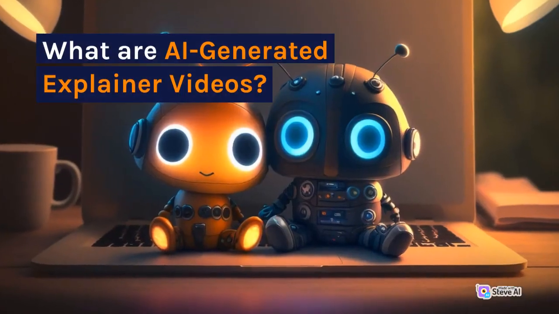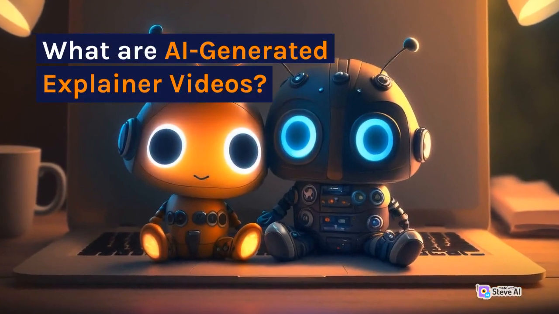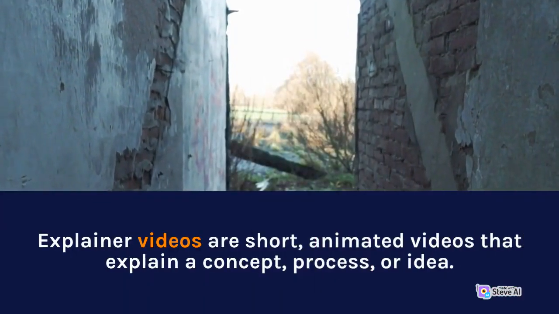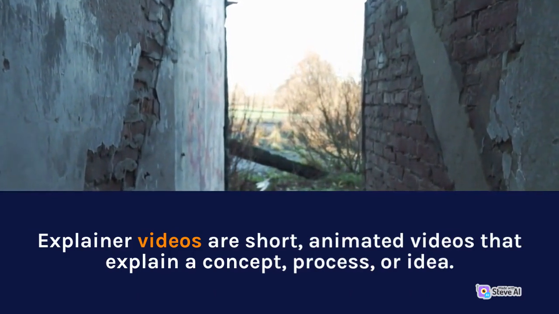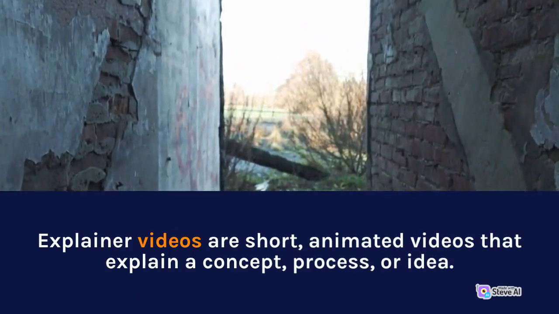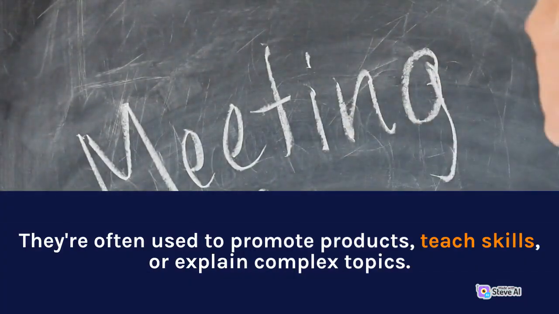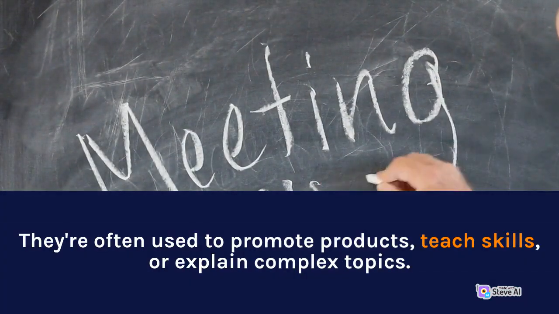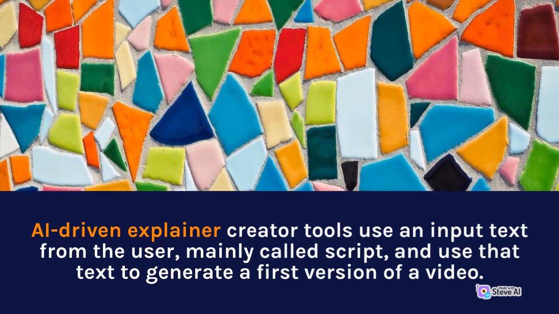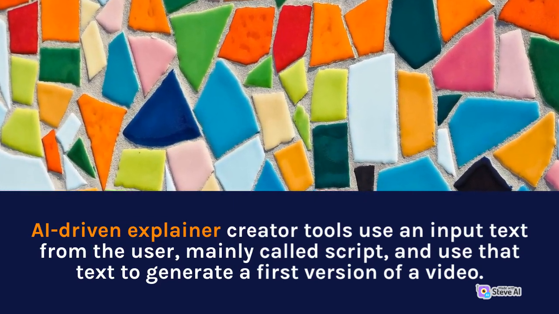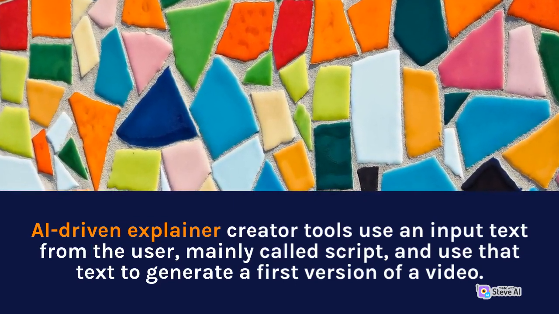What are AI-generated explainer videos? Explainer videos are short, animated videos that explain a concept, process, or idea. They are often used to promote products, teach skills, or explain complex topics. AI-driven explainer creator tools use an input text from the user, mainly called script, and use that text to generate a first version of a video.